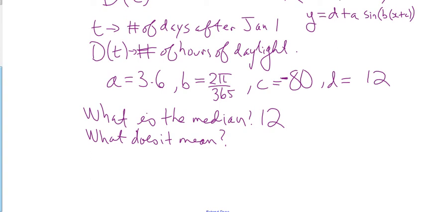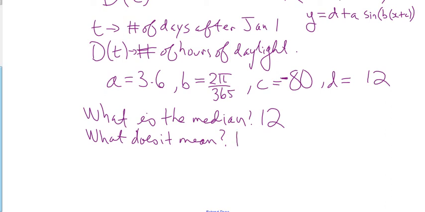So the median is in the middle, right? And what are we measuring here? Daylight. So this is the middle number of hours of daylight, right? So it's the average hours of daylight in Montreal. So the median is the middle. That's why I use median instead of midline, right? Median, meaning the middle.